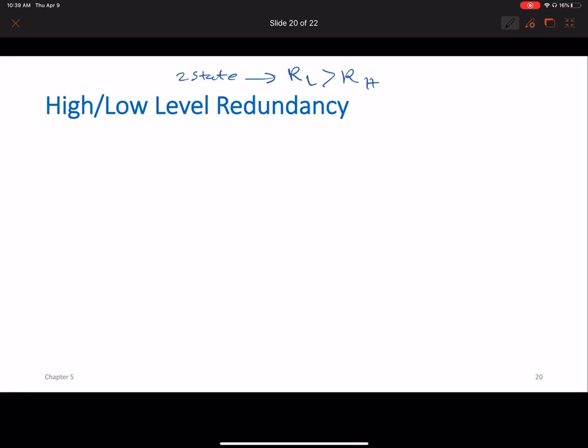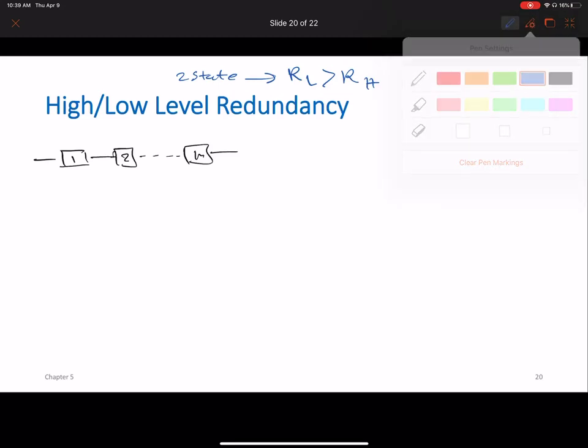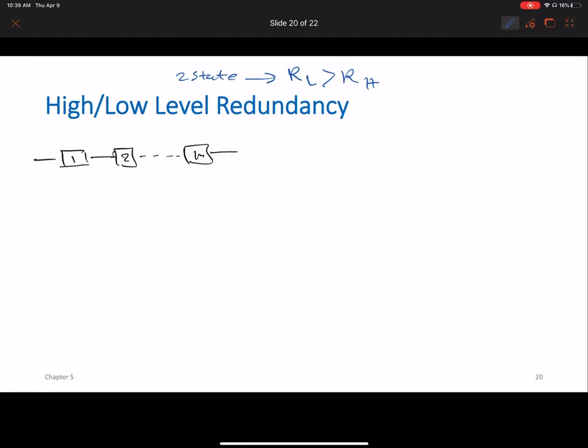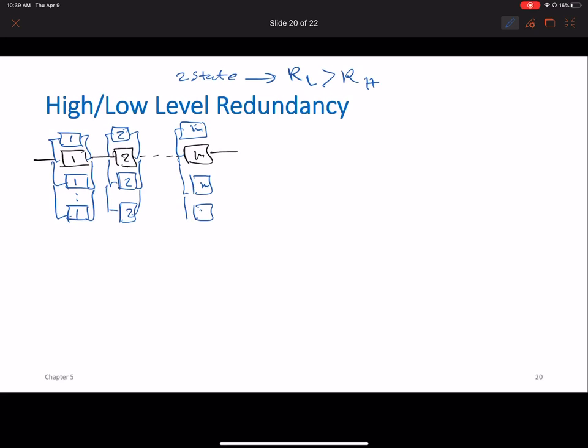So in general, if our base system is composed of M components in series, when we say we have a low-level redundancy, it means I'm copying or duplicating each component several times and putting n of these in parallel. So this is a low-level redundancy structure.